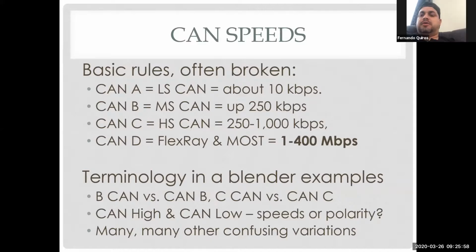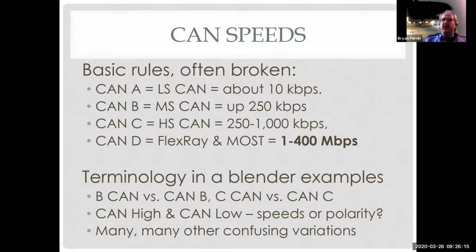CAN B can also be called MS CAN or medium speed CAN. So some manufacturers just say, hey, this is MS CAN. They're not saying it's CAN B. Okay. CAN C is high speed CAN or HS CAN.